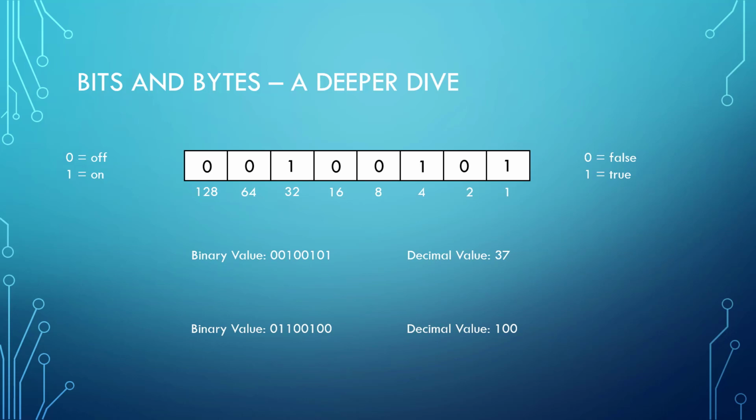Because we would turn on the bit that represents 64, the bit that represents 32, right? And 64 and 32 is 96. And then we would also turn on the bit that represents 4. 96 plus 4, 100. I hope that makes sense. Okay, enough on bits and bytes. Let's move on.